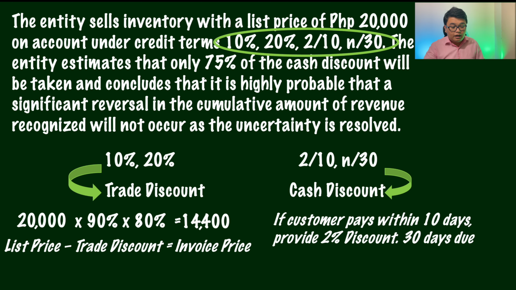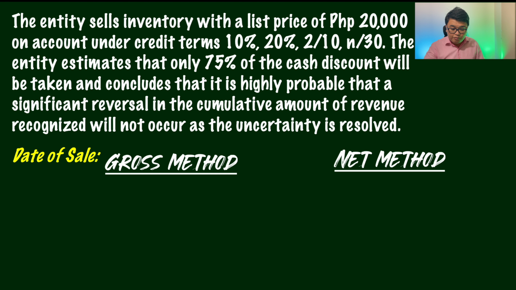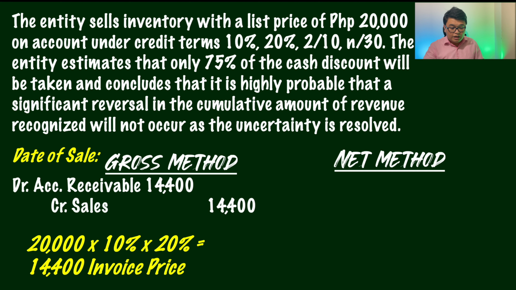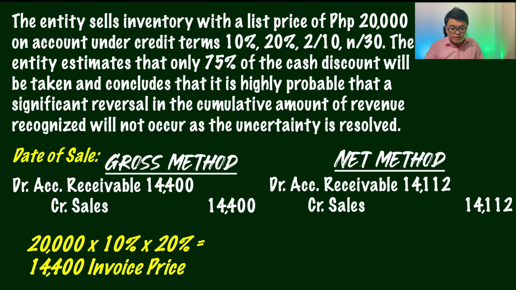Let's record the date of sale. For the gross method, we will debit accounts receivable and credit sales at invoice price 14,400. Again, that is net of our trade discount, so 20,000 multiplied by 90% multiplied by 80%. While for the net method, we will debit and credit the same account titles, but take note that we have also considered the possible 2% cash discount.